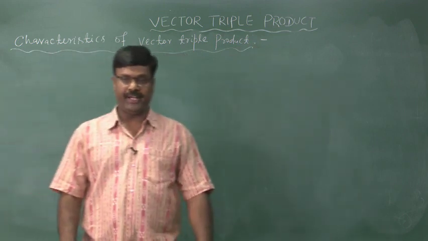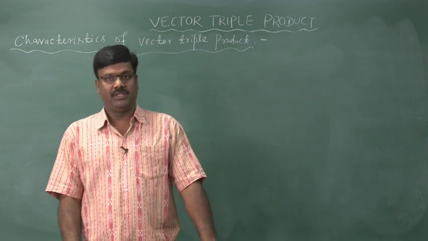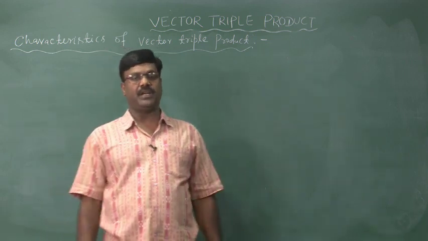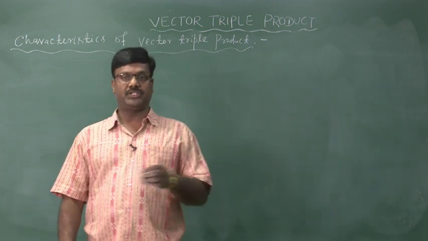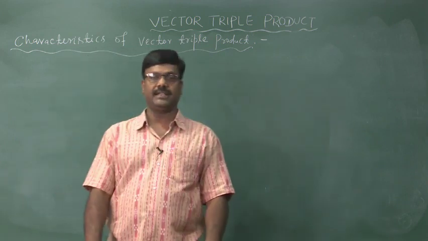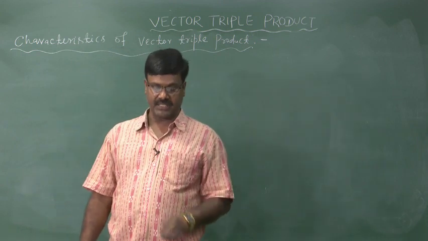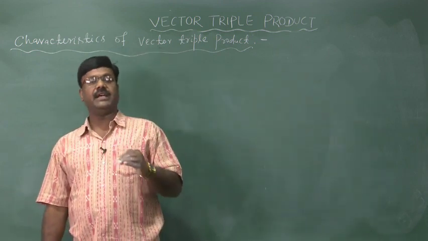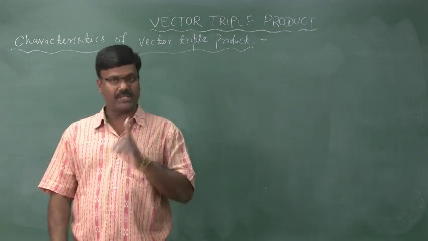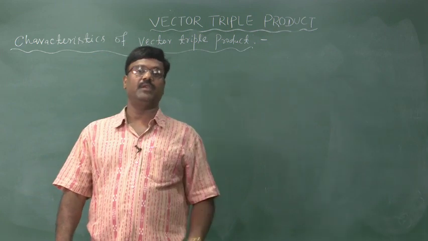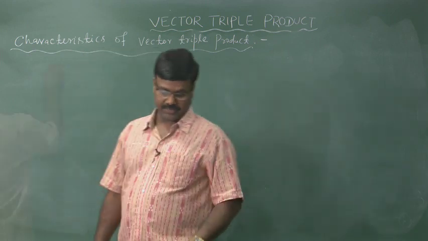Characteristics of vector triple product. As we know previously the characteristics of scalar triple product, similarly here we will discuss the characteristics of vector triple product, and the number one characteristic is vector triple product is not commutative but anti-commutative. As in case of two vectors, we know that a vector product is not commutative but anti-commutative. Exactly in the similar way, vector triple product is not commutative but anti-commutative.